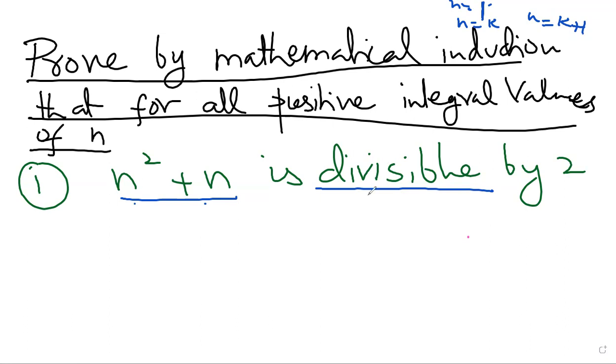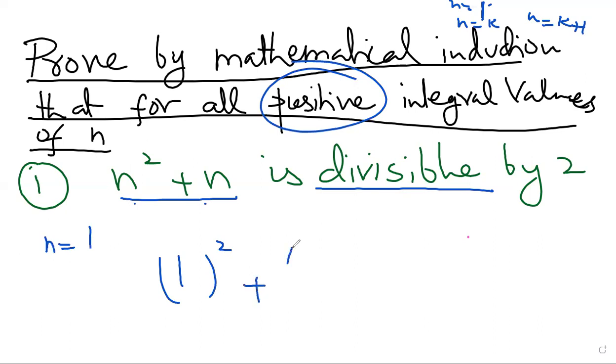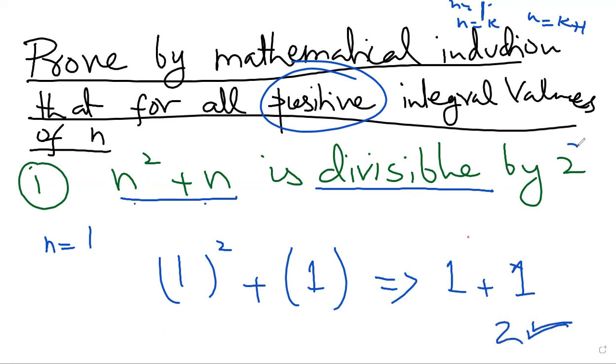The procedure is simple. Again, it should be valid for n is equal to 1. Always keep in mind, n will be replaced by 1. 1 having power 2 plus 1 is equal to how much? 1 having power 2 is 1, plus 1. 1 plus 1 is 2. Definitely 2 is divisible by 2. So yes, it is true for n is equal to 1.